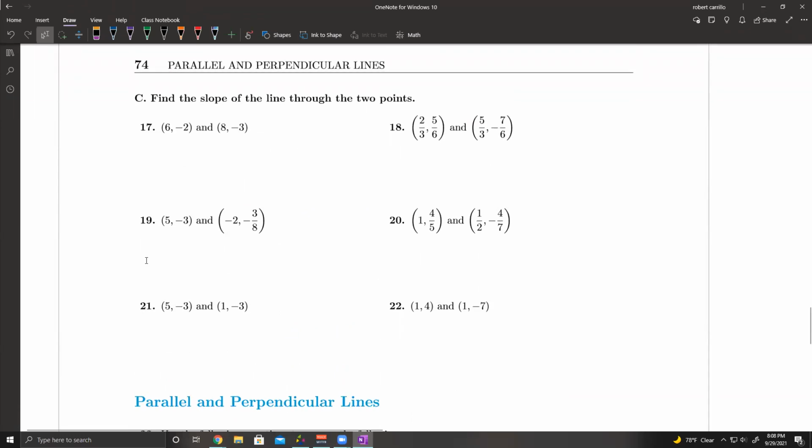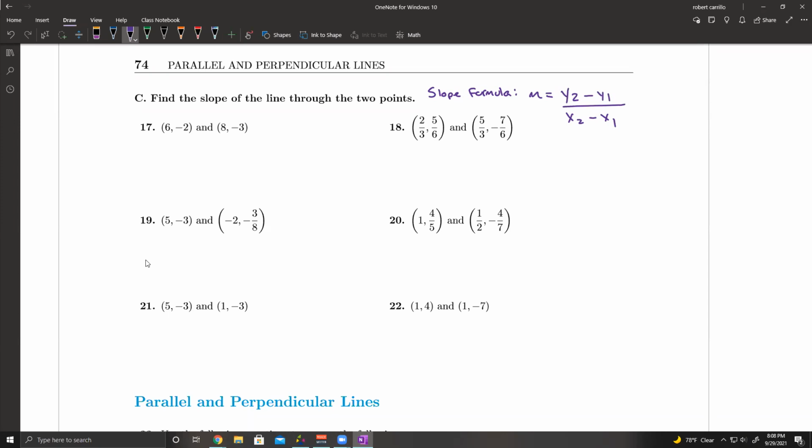So the next example says, find the slope of the line through the 2 points, which means we need to know the slope formula. Anybody remember the slope formula? Y2 minus Y1 divided by X2 minus X1. Very good. M equals Y2 minus Y1 over X2 minus X1. That is the slope formula. And that is what we're going to use on these next problems.